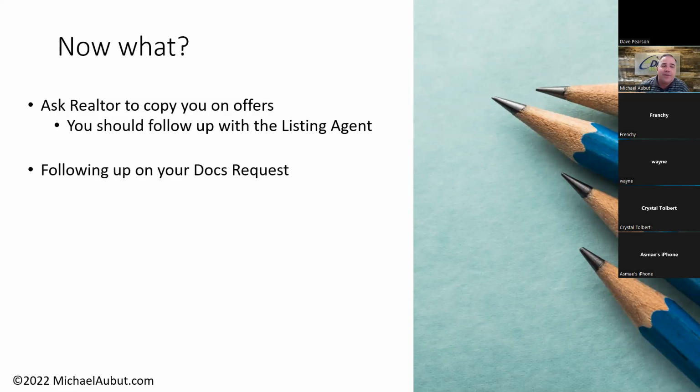Okay, so now what? I'm also following up on my docs request. Is this customer an A or a B? What I mean by that, an A customer is someone who could go under contract right now. They're actively shopping. They're making good offers.